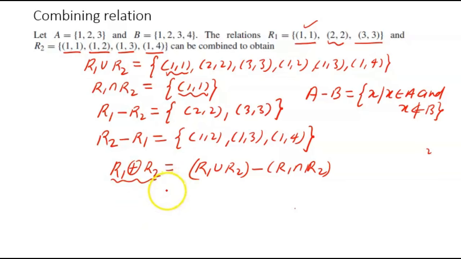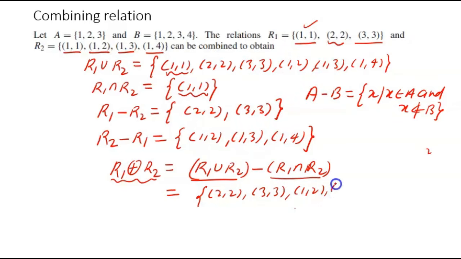So what is the value of it here? R1 union R2 minus R1 intersection R2. In R1 union R2 we have all these elements. In R1 intersection R2 we have just one. So I will write (2,2), (3,3), (1,2), (1,3) and (1,4). I have to remove that element which is present in R1 intersection R2.